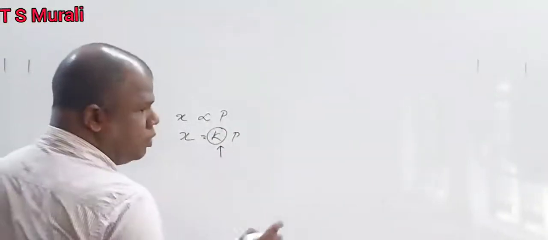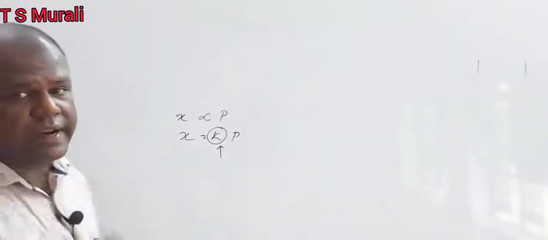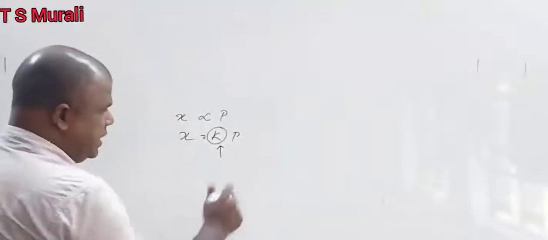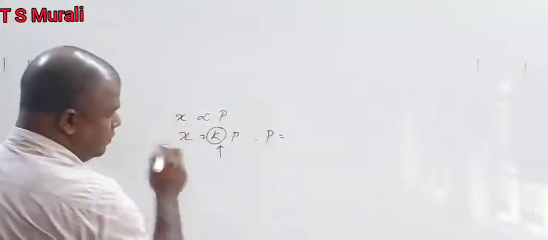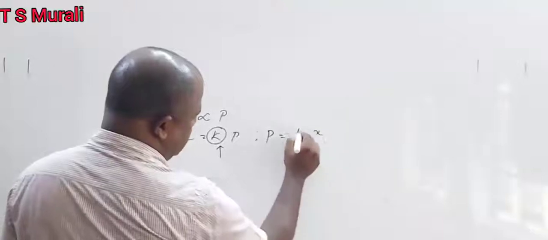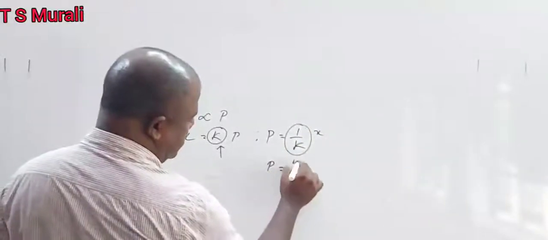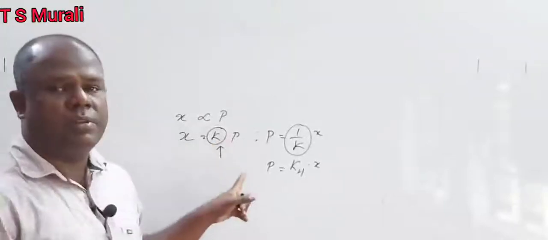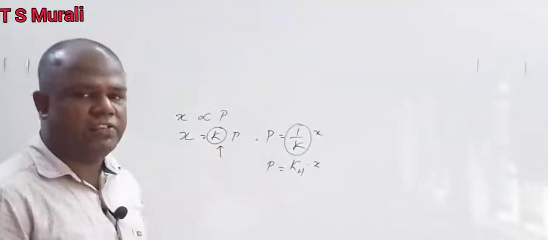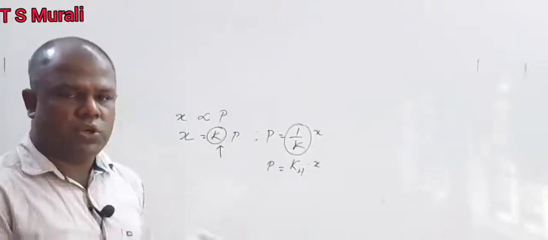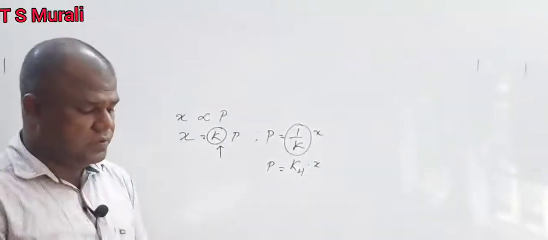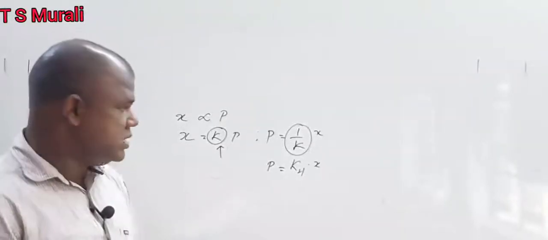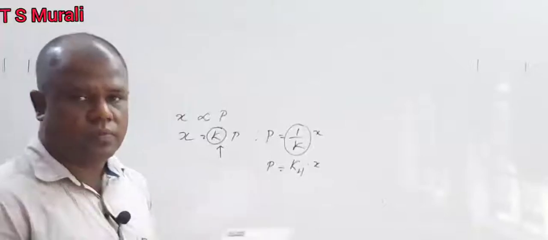Higher the value of K, more will be the solubility. But this K is not Henry's law constant. From here I am rewriting: P is equal to 1 by K into x. This 1 by K is called Henry's law constant, KH. Higher the value of K, more will be the solubility, that was my argument. So lesser the value of KH, more will be the solubility. So here the question asks Henry's law constant is minimum, which means solubility is more.